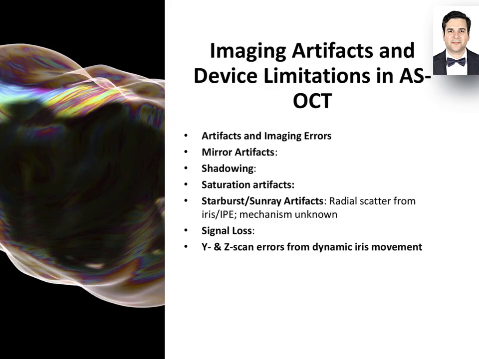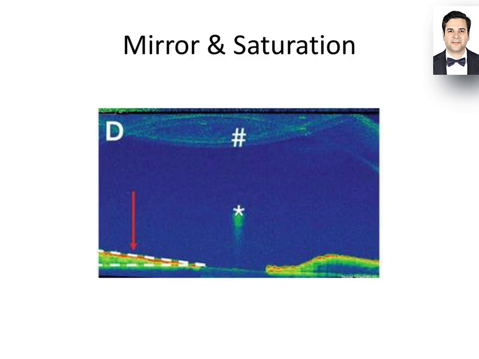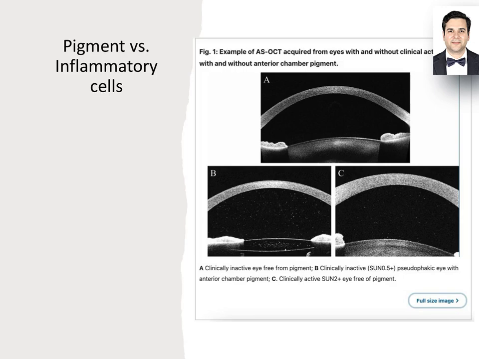But it's important to acknowledge AS-OCT's limitations. Mirror artifacts, shadowing, and saturation effects can all interfere with interpretation. OCT currently cannot differentiate between RBCs, WBCs, pigment, or debris, but AI and spectroscopic OCT hold promise. Studies have shown that size matters. Smaller reflective dots tend to be pigment rather than cells.